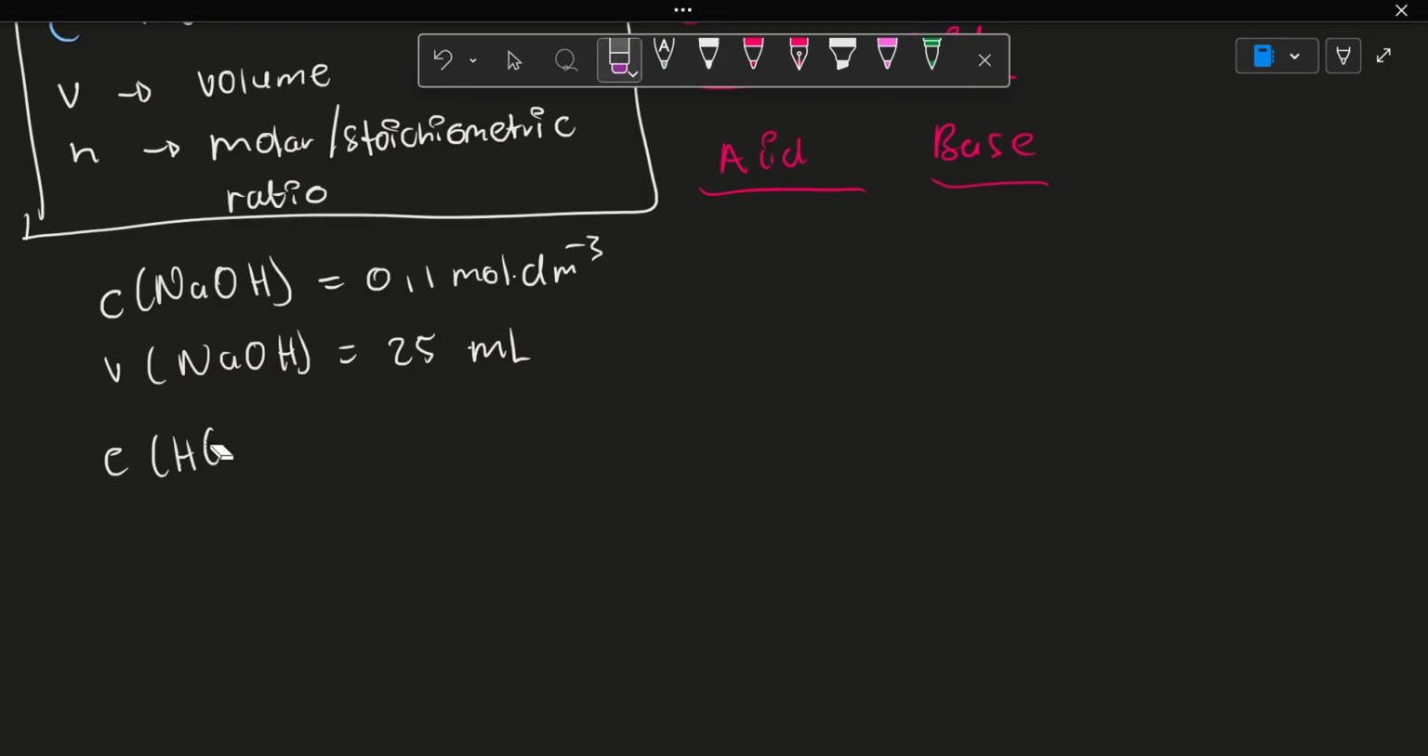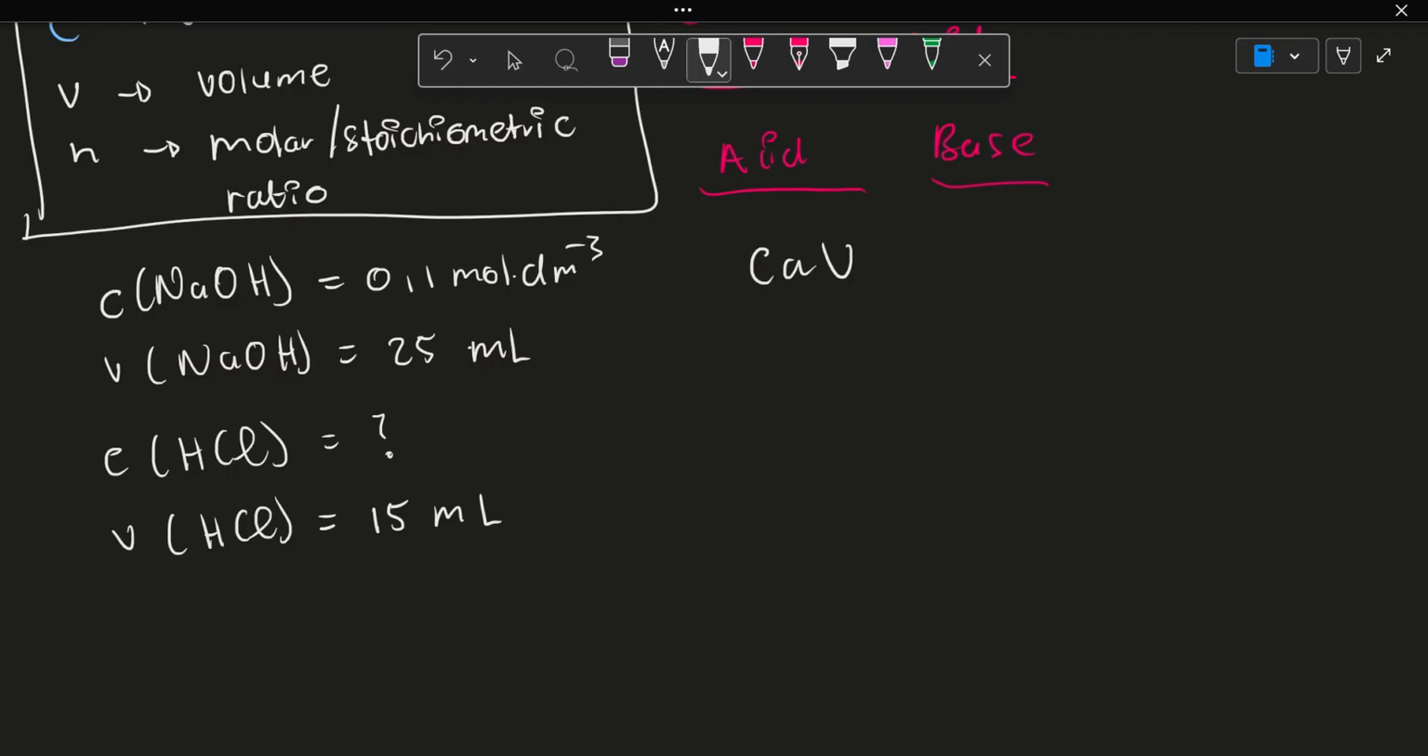Then I'm given my concentration of my HCl. Oh, sorry, remember we don't have this. So the concentration of HCl, we wouldn't really have. And then we have the volume of HCl, which would be, say, 15 milliliters. Okay, and then I decide to use the equation CA over CB VB, which is equal to NA over NB.